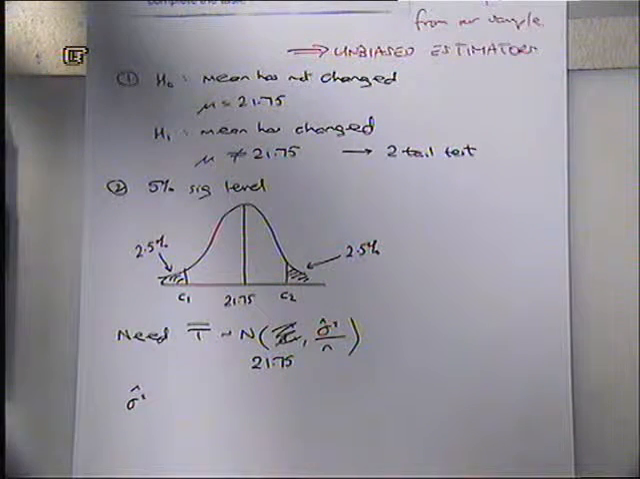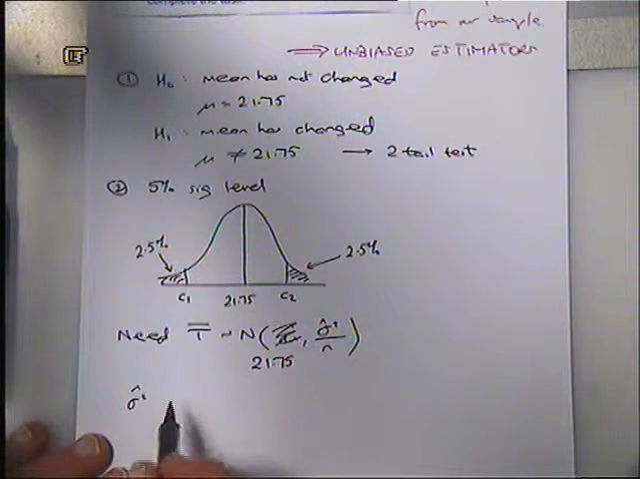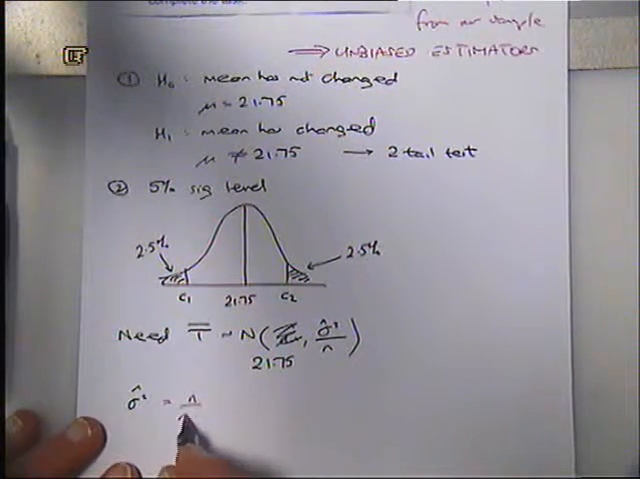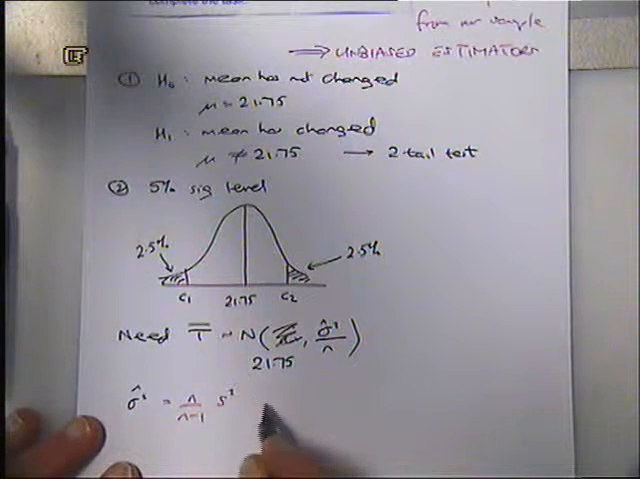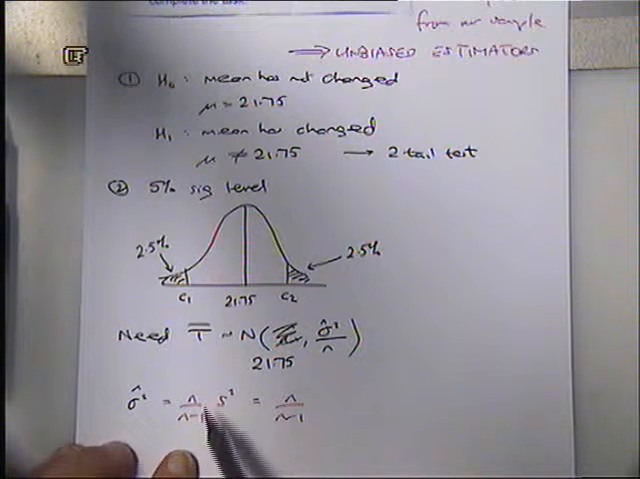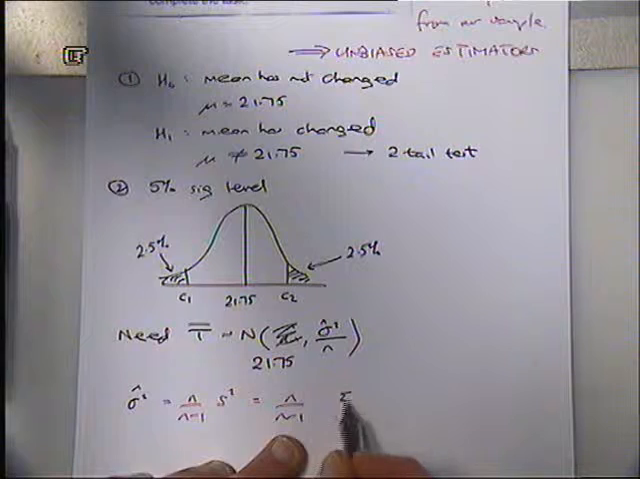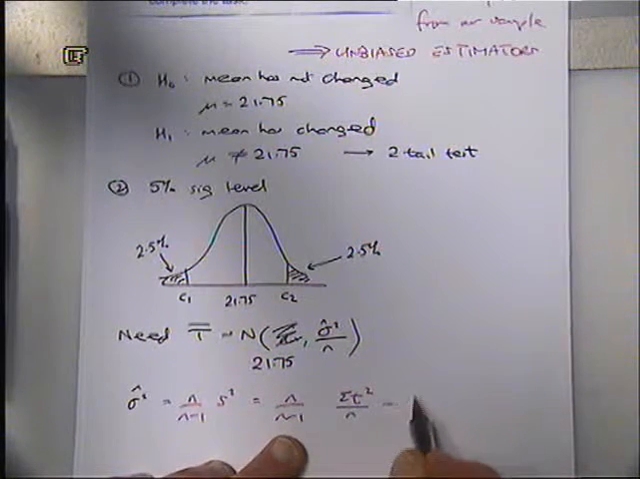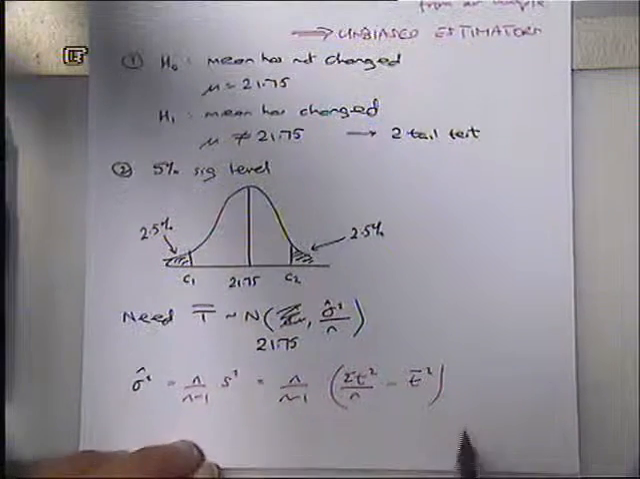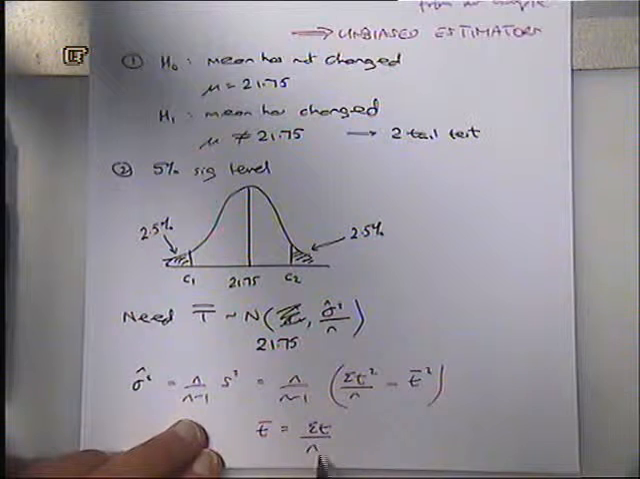So can somebody tell me the formula for sigma squared hat, an unbiased estimator of the variance? N over n minus 1 times the sample variance. Yeah, okay. That's n over n minus 1 of the sample variance, and that's what you were telling me. The sample variance is sigma t squared over n minus t bar squared. And that t bar is add up all the t's and divide by how many there are.